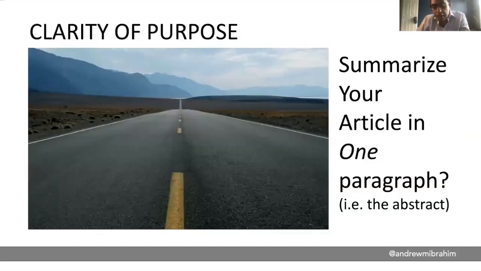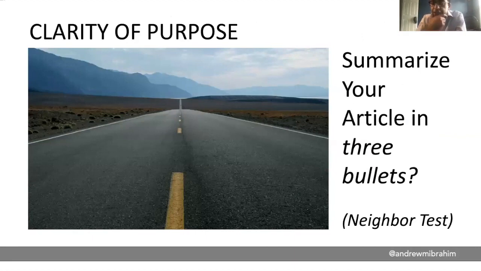So when I try to get to that succinct summary, I often start with a paragraph summary, which is really just the abstract. I try to narrow it down to just 3 bullets. What are the 3 key take-home points of that paper? And I have a neighbor read those 3 points and ask, if I just gave you these 3 points, would you know what this article is about?